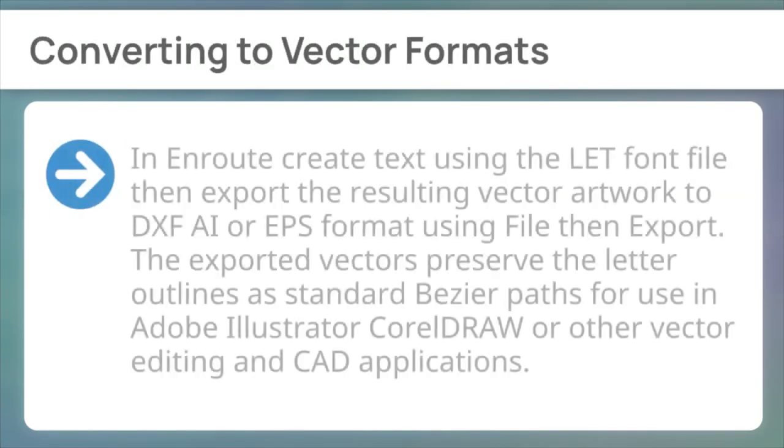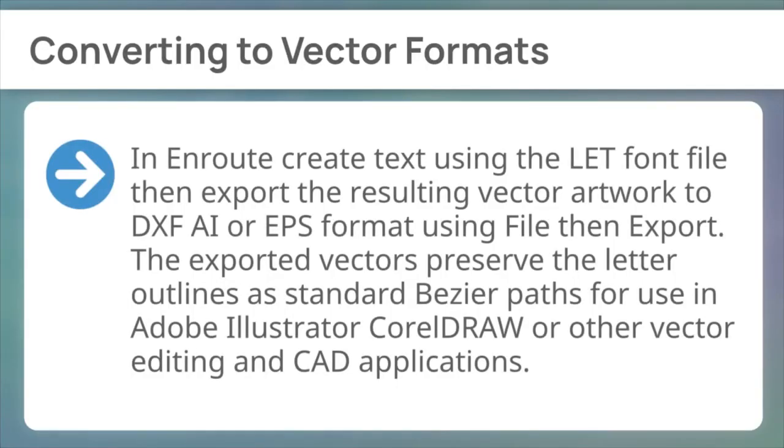Next, converting to vector formats. In Enroute, create text using the LET font file, then export the resulting vector artwork to DXF, AI or EPS format using File then Export. The exported vectors preserve the letter outlines as standard Bezier paths for use in Adobe Illustrator, CorelDRAW or other vector editing and CAD applications.